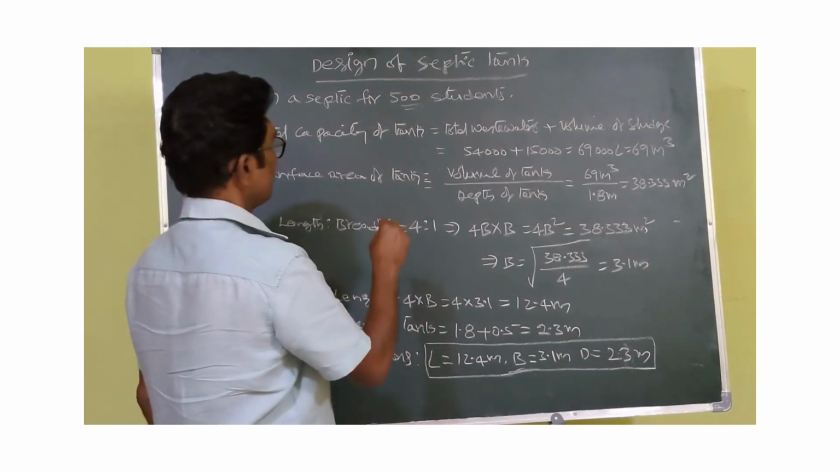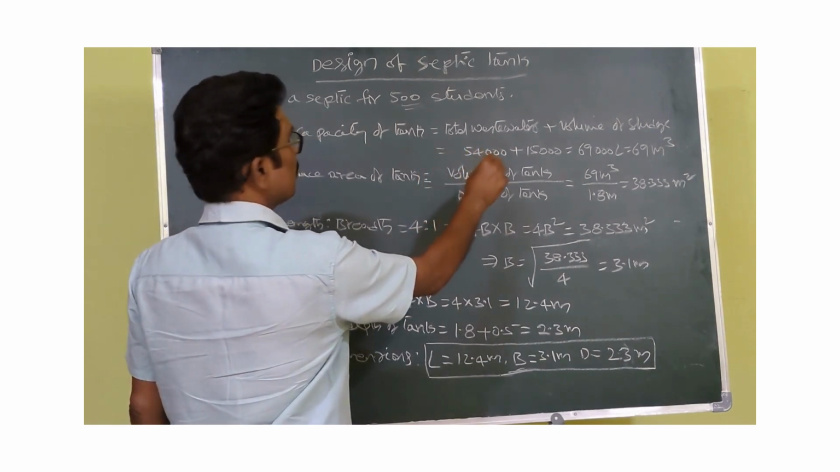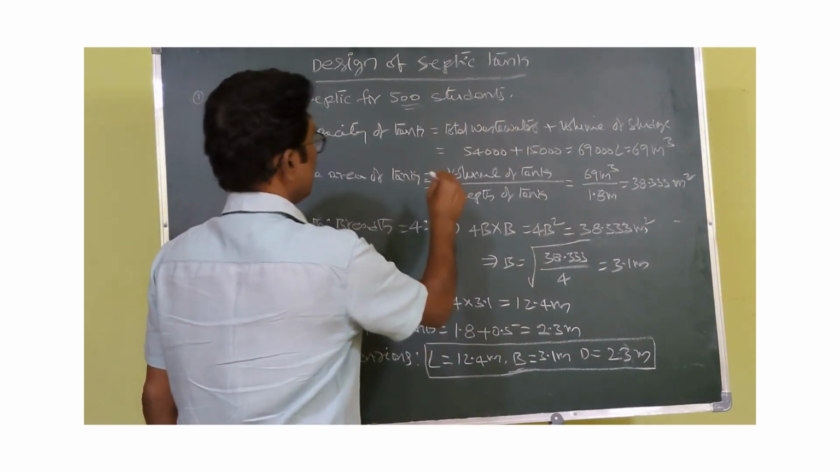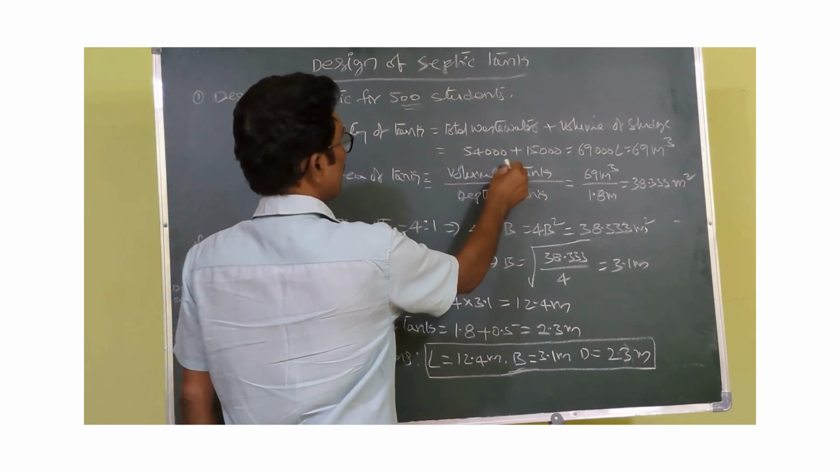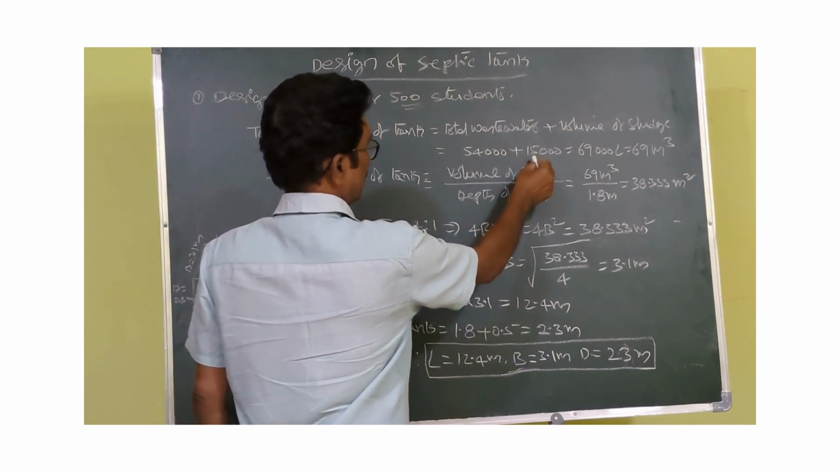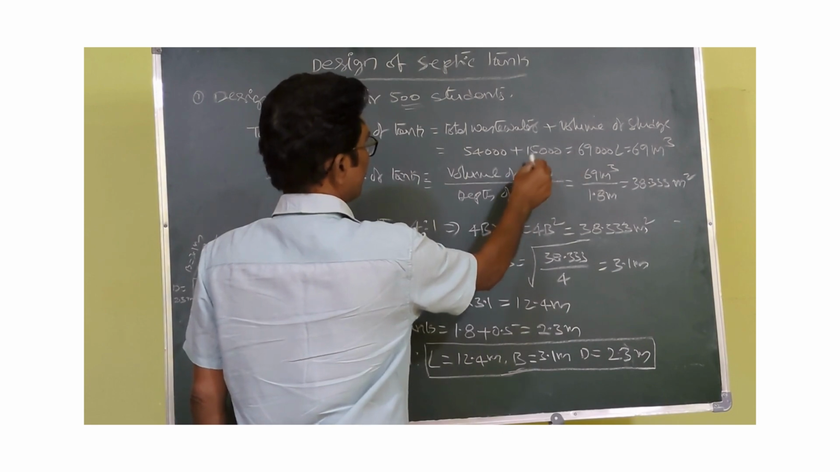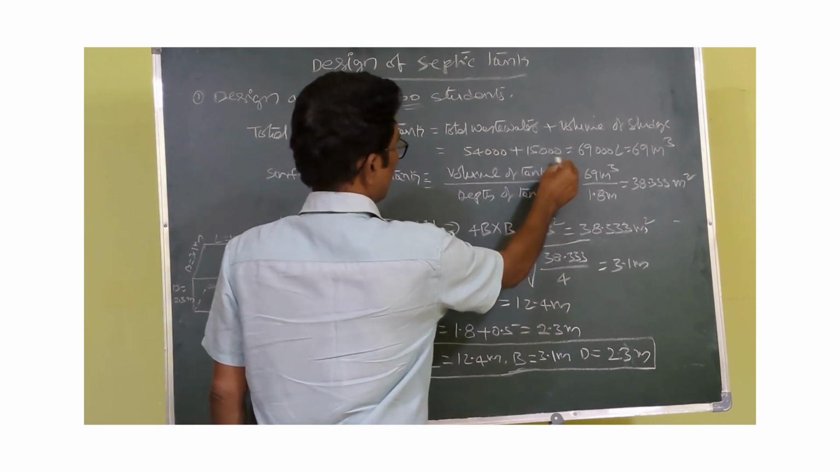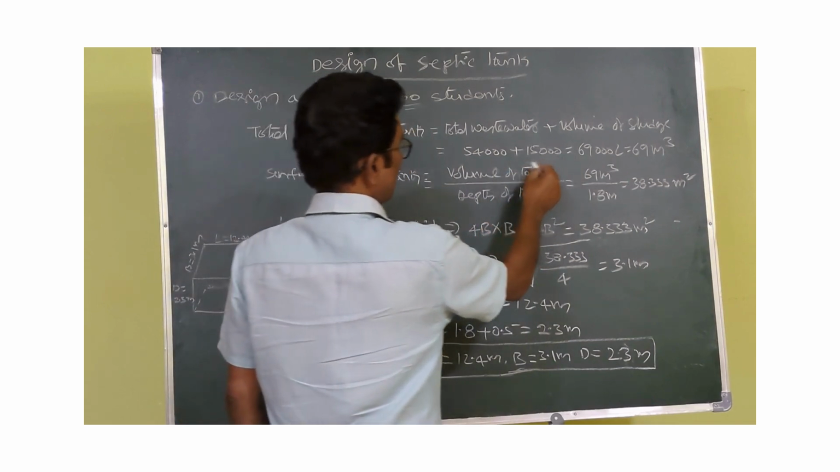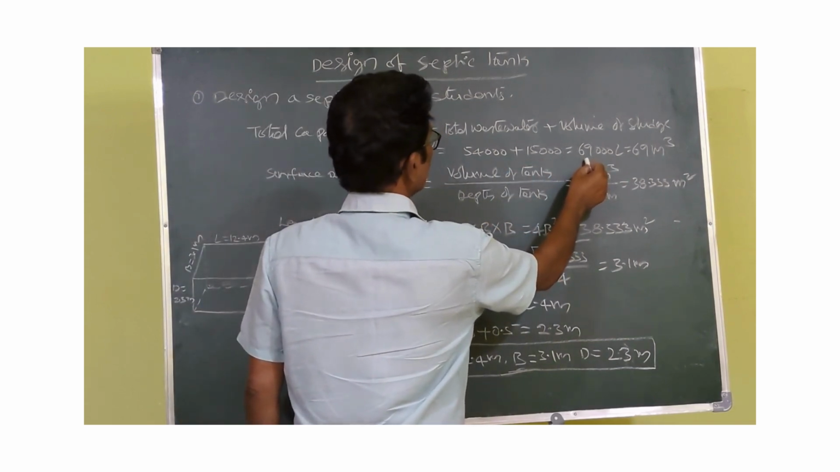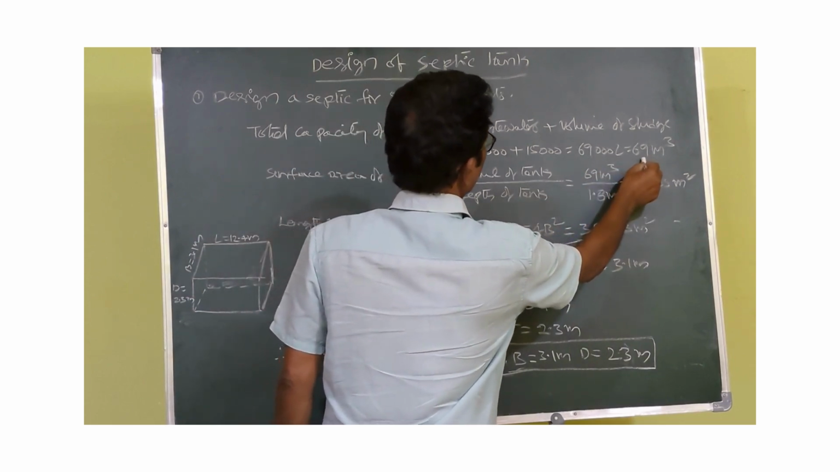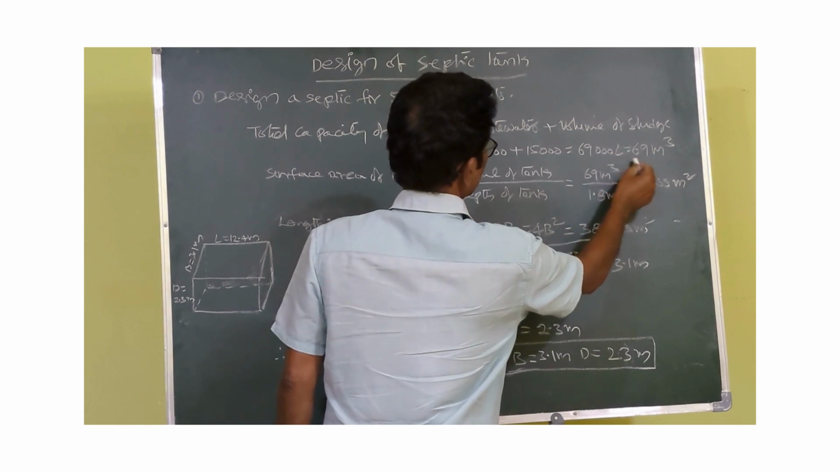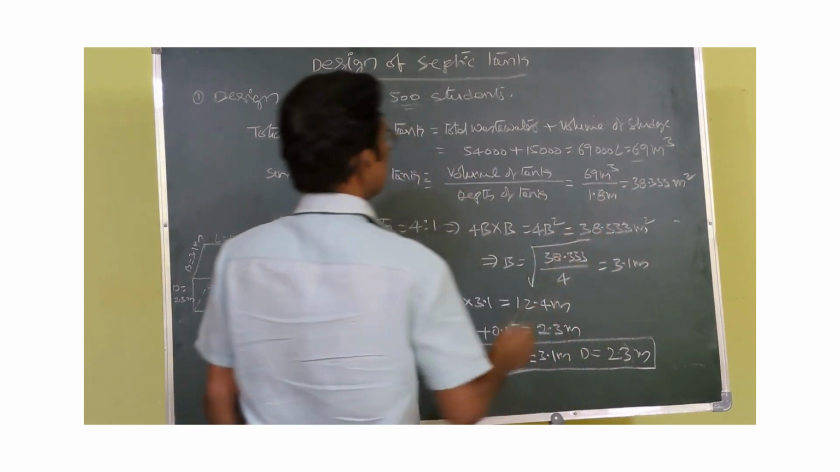Capacity of the septic tank equals total wastewater plus volume of the sludge. We got 54,000 liters of wastewater plus 15,000 liters of sludge. The sum of these two is 69,000 liters. Converting into cubic meters, we know that 1 meter cube equals 1000 liters, so that is 69 meter cube.